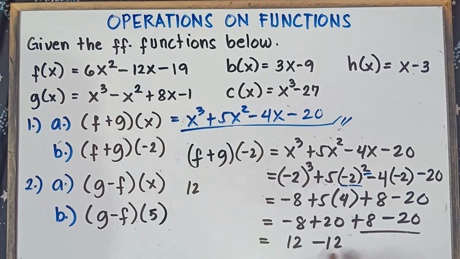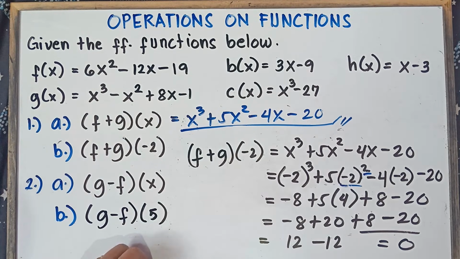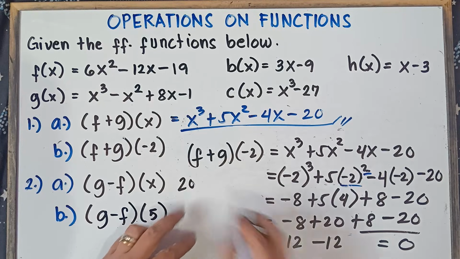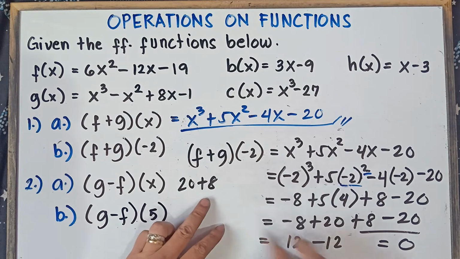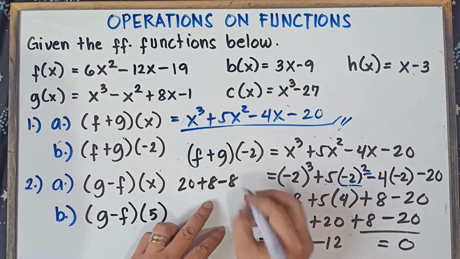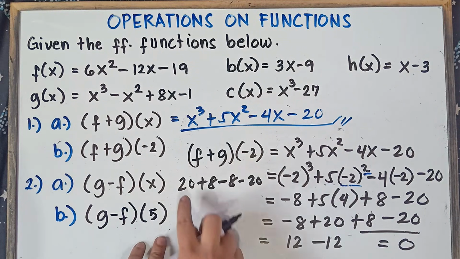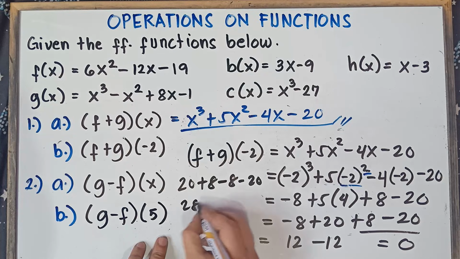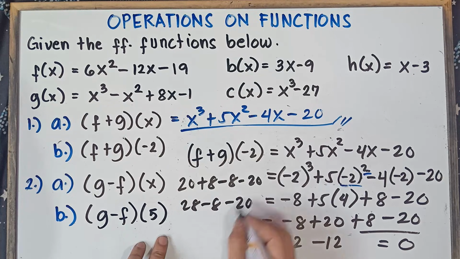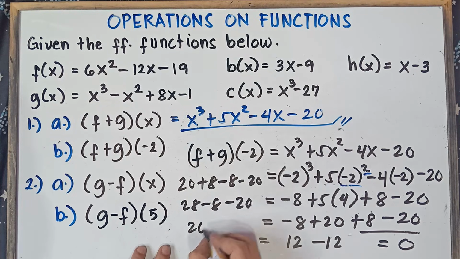Alright, so once again, class, 12 minus 12, we don't have enough space. I will just write the answer here. That will be equal to 0. Alright, so once again, class, if you're confused, especially with these different signs, you can arrange. You can have positive 20 come first, positive 8, and then negative 8, and then negative 20. So 20 plus 8, that would be 28, minus 8, minus 20, 28 minus 8, that would be 20, minus 20, that would be equal to 0.